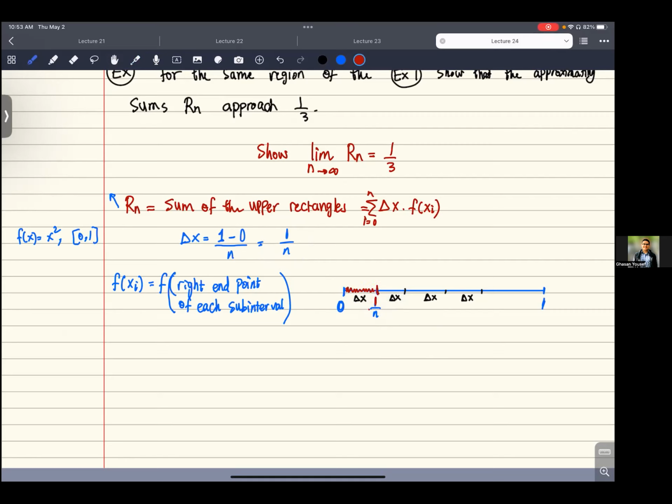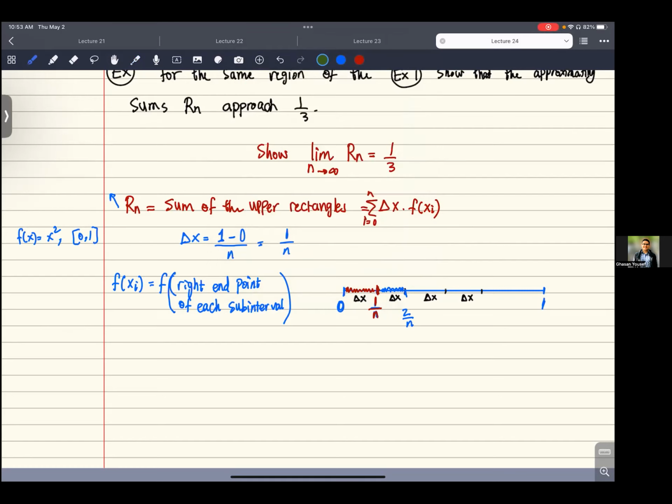Again, the distance from 0 to this point is delta x. Delta x is 1 over n. So actually this point is 1 over n. Now the second point should be 1 over n, the distance from here, plus the distance from here, which is the same as delta x plus delta x. Delta x plus delta x is the same as 1 over n plus 1 over n. And this is equal to what? 2 over n at this interval.